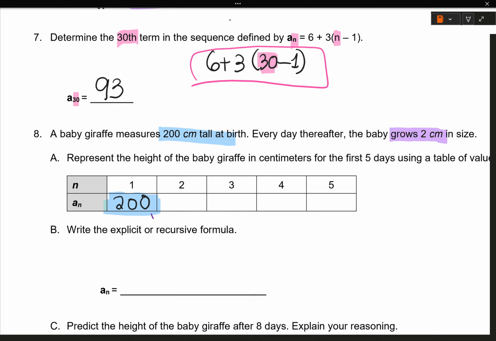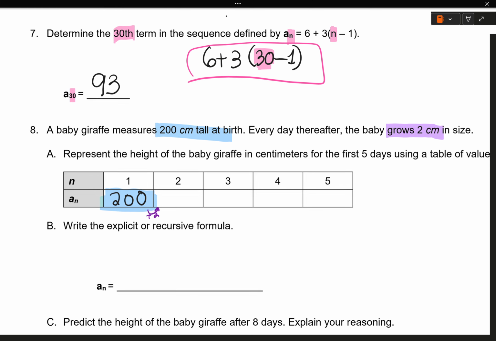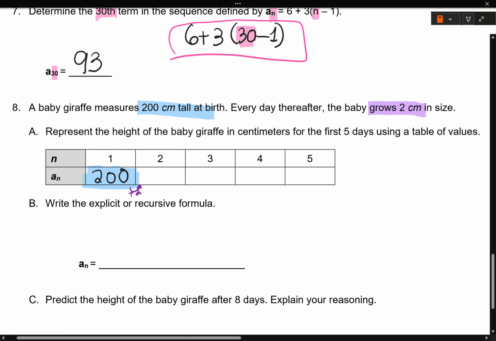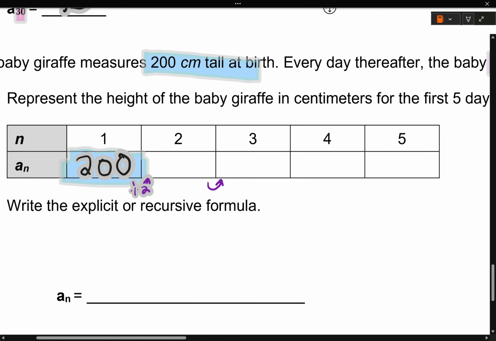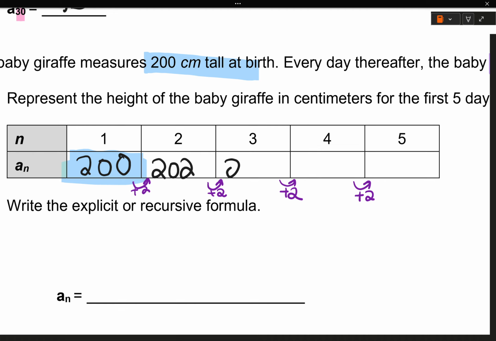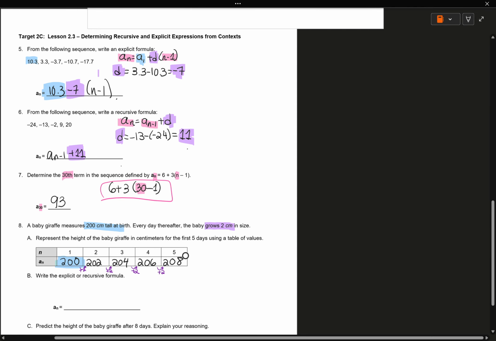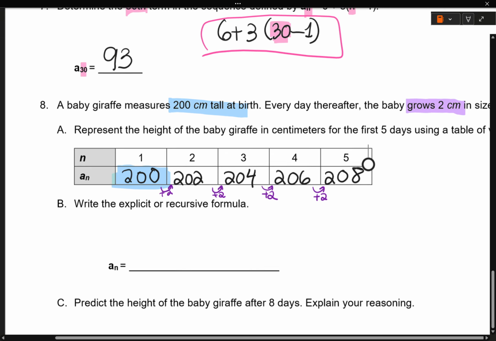The baby is growing 2 centimeters. That means we are going to be adding 2 over and over again until we fill out this table. Beautiful. Okay. The second day, the giraffe's going to be 202 centimeters. The third day, my bad, 204, 206, and 208 on the 5th day. Wow.